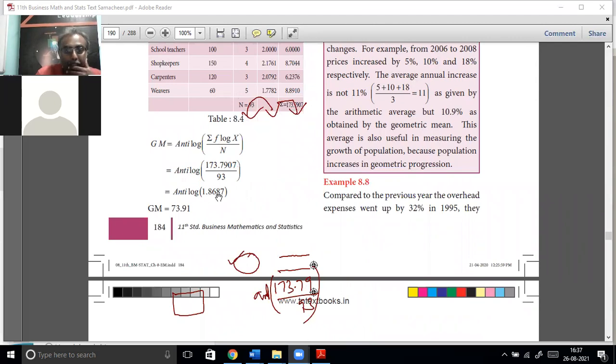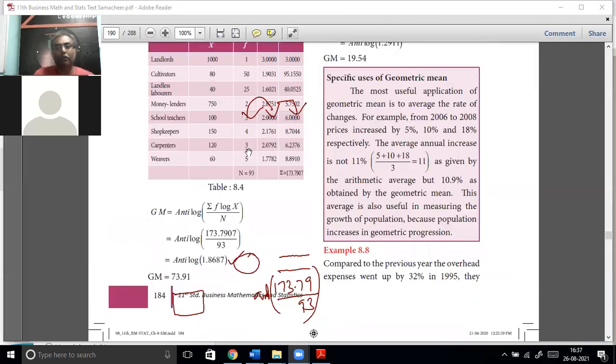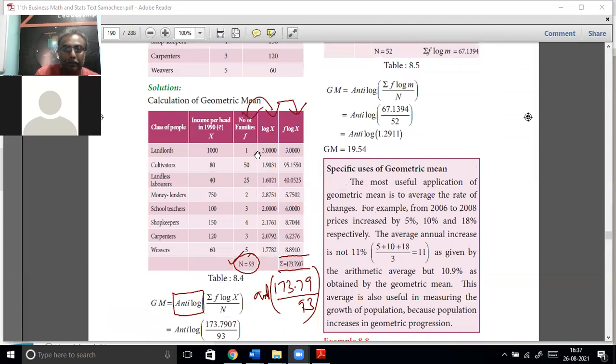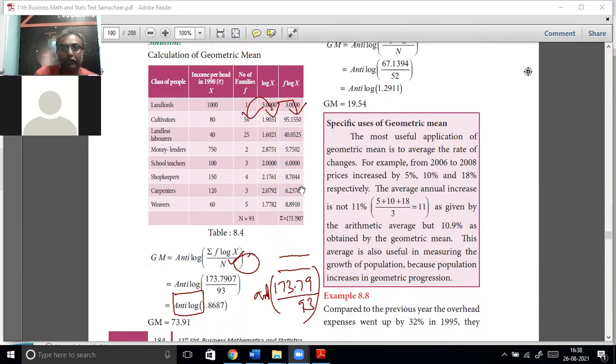So then you get 1.8687. Then find the anti-log of 1.86 is 73.9. That is GM. So what you did extra here? You found out log X, but you have F. So you multiplied F into log of X. So you got one extra value, F into log of X. One extra column, one extra value F. And in the formula also sigma F into log of X. That is the only extra value that you got in the thing.